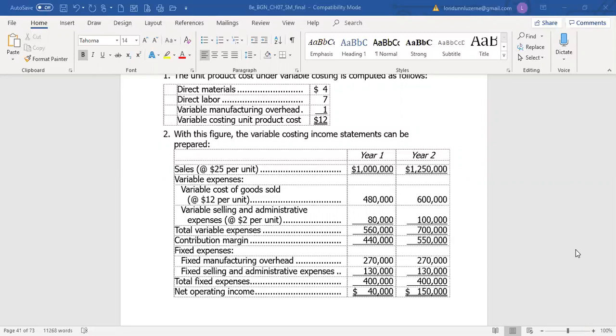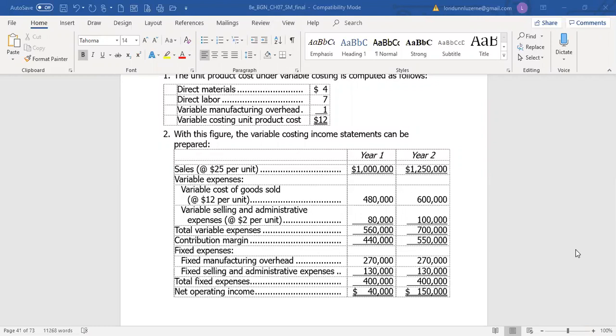So the total variable costs for year 1 are $560,000. Subtract that from the sales of $1 million. Contribution margin $440,000. Go through the same process for year 2. Total variable expenses are $700,000. Subtract that from the sales to get a contribution margin of $550,000.